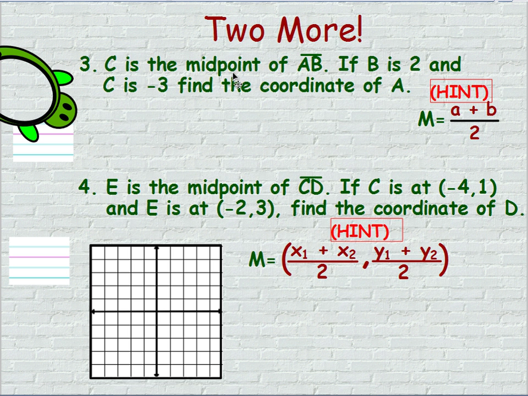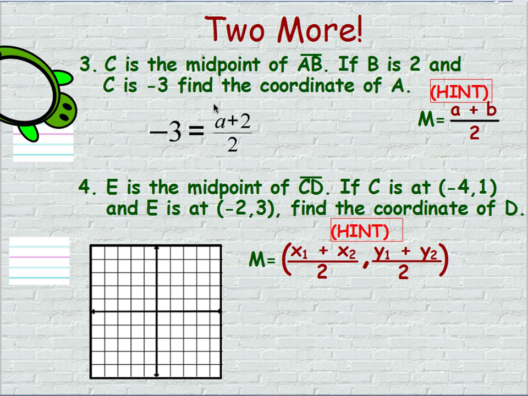Example 3 right here: C is the midpoint and A and B are endpoints of our segment. It gives us B, which is an endpoint, at 2, and C, which is our midpoint, at -3. It wants us to find A, which is our missing endpoint. Well, since -3 is our midpoint, that's going to be M, and 2 stands for B, so that's going to be B. So if I put that into my midpoint formula, my average formula, I get -3 equals A plus 2 all over 2.